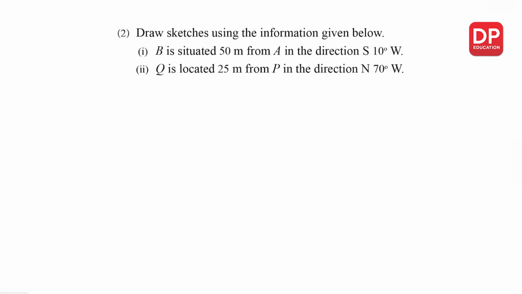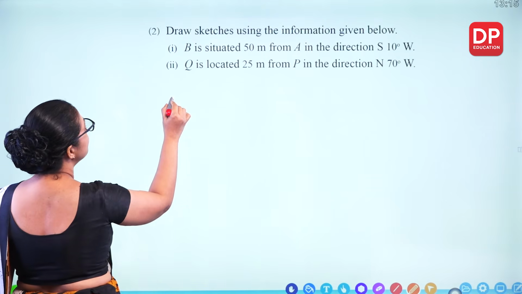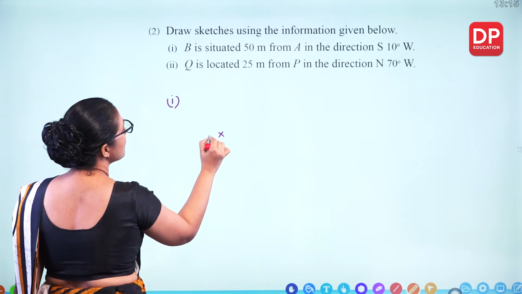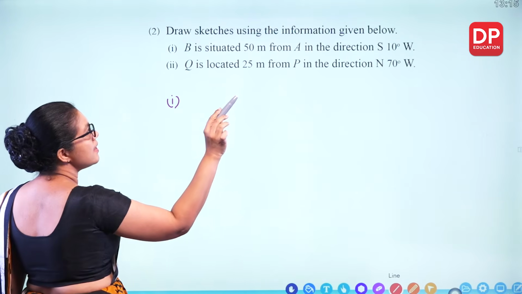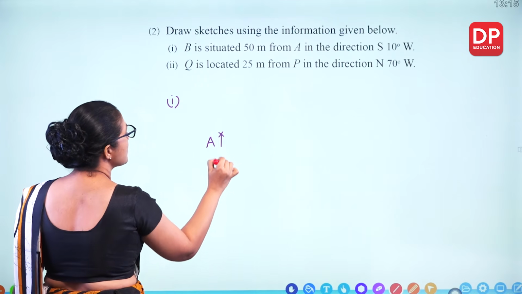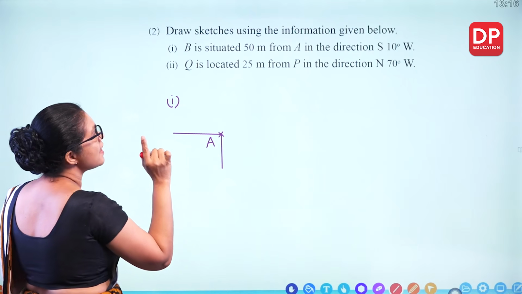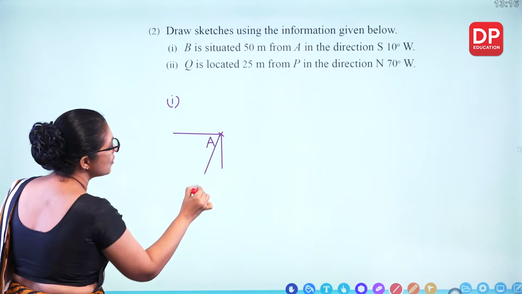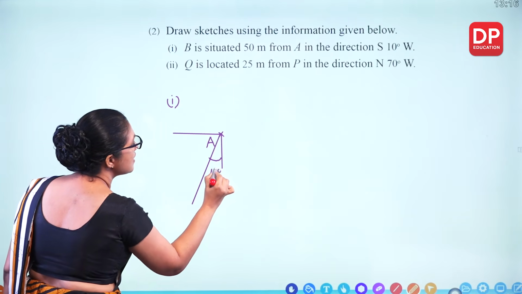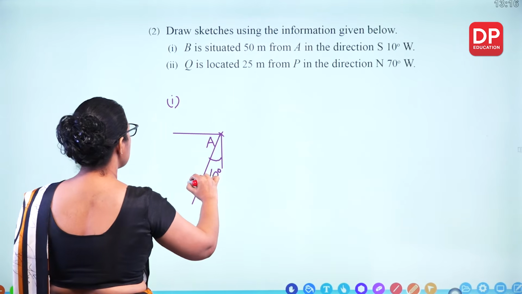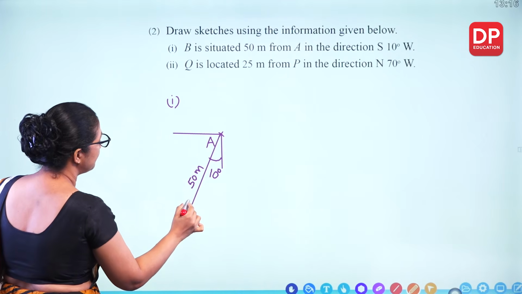Draw sketches using the information given below. B is situated 50 meters from A in the direction south 10 degrees west. South and west. So you need to draw south and west. What's the angle? 10 degrees from south, so somewhere here. This is 10 degrees. What's the distance? 50 meters. So 50 meters here. So that's B.